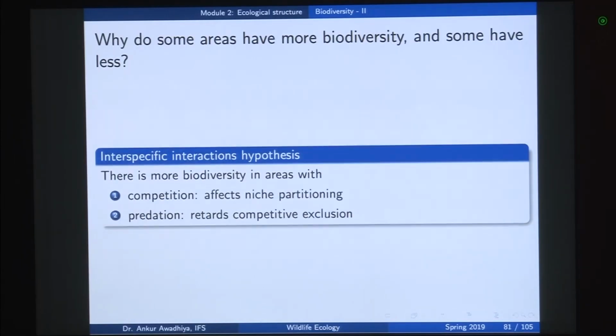Now, the third hypothesis is called the interspecific interactions hypothesis. Inter is between, specific is a species. So, we are considering the interactions that are happening between species. So, these are community level interactions, not population level interactions. And this hypothesis says that there is more biodiversity in areas with competition, because it affects niche partitioning. Now, what does that mean?